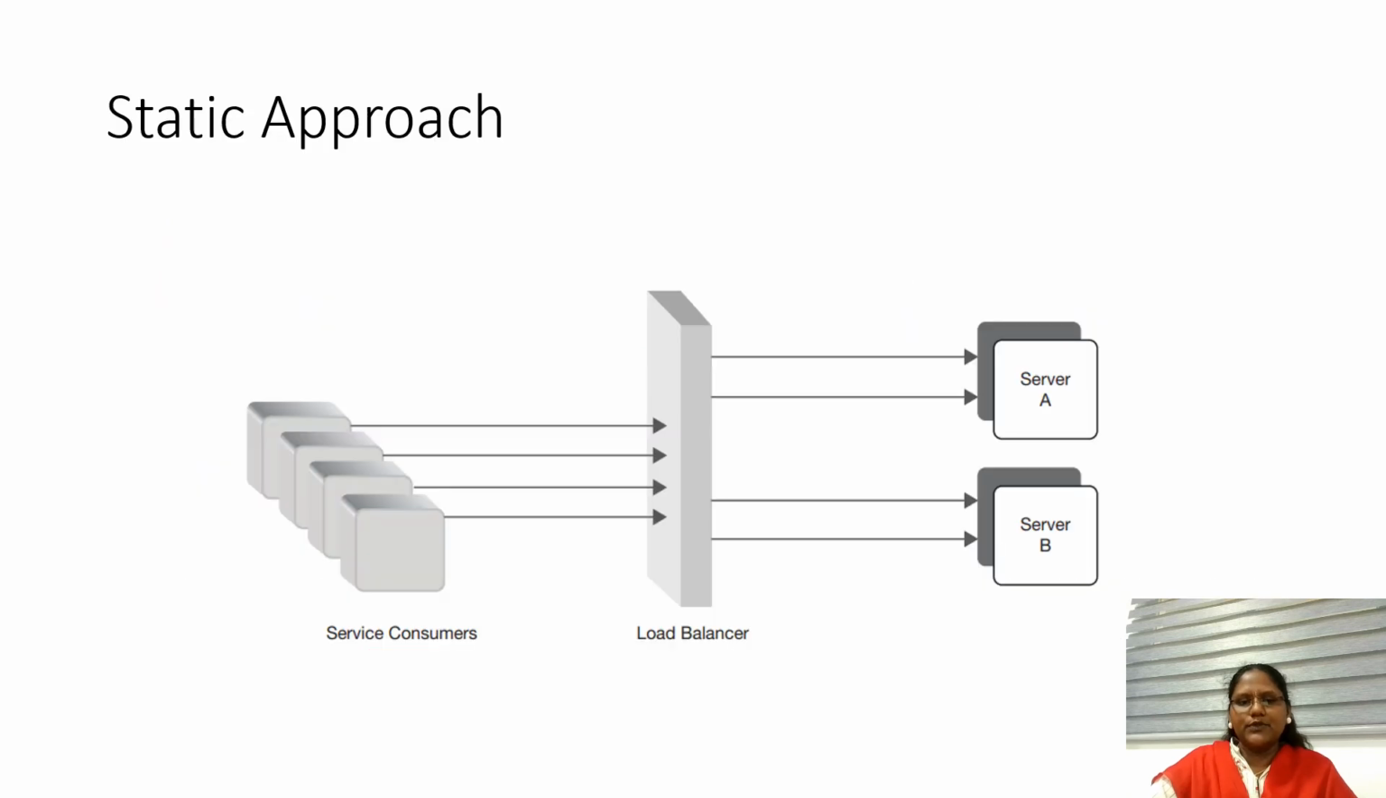Here the diagram illustrates that n number of consumers are trying to access server A and server B. With the help of the load balancer, the n number of requests will be redirected to the servers in such a way that there is a predefined rule. For example, server A is going to handle 3 requests and server B is going to handle 3 requests. So it is not going to consider any current state of the machine. So this is known as a static approach.